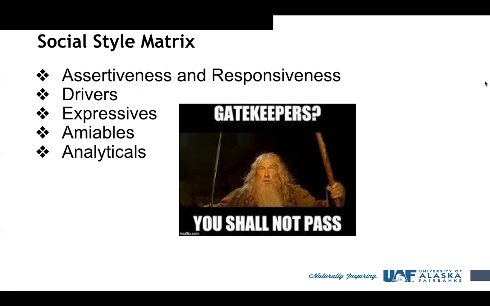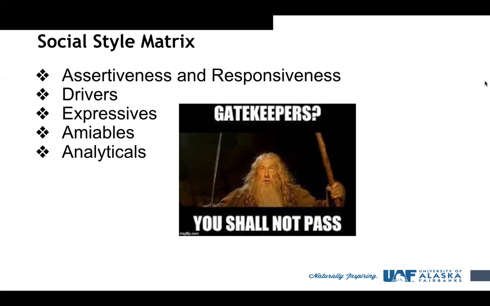The expressives are the people who are usually engaged in personal relationships, people that are pretty animated and pretty talkative, usually pretty extroverted. They're focused on the big picture or the future, but they're really not bogged down on any of the details that are there.